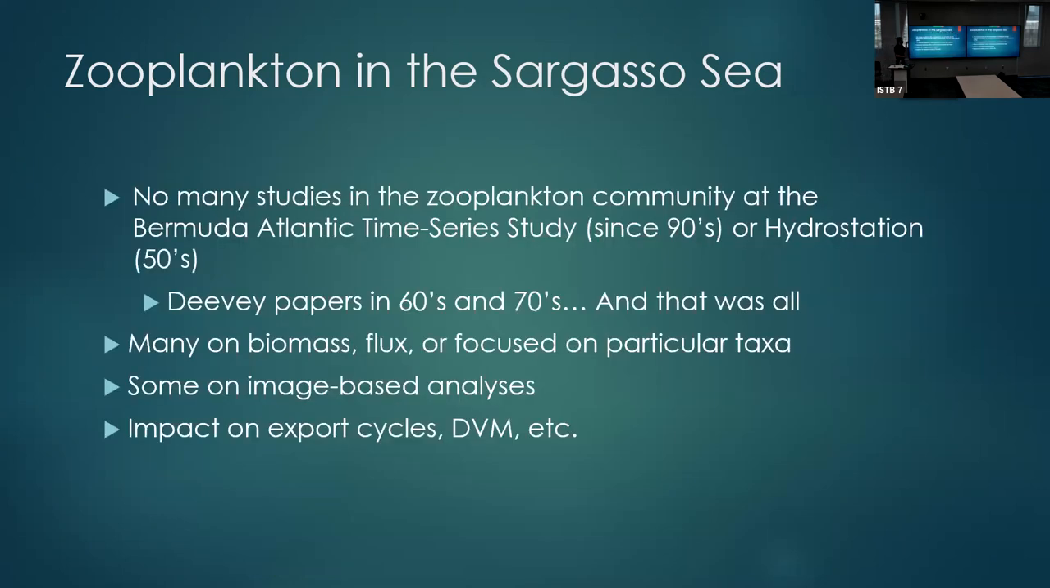But due to this, there were not so many studies, not even in the BATS program that started in the 90s that Peter introduced, or that previous program called Hydrostation from the 60s, which is closer to the coast. In the 60s and the 70s, there was some work about biomass or carbon flux, so more about processes, not about community ecology. There was some image-based analysis, but again, not really looking at the processes in the community, but at some chosen groups and their reaction to the environment. And some questions about export cycles, but again, nothing about the community. This is just more biomass or one or two species.